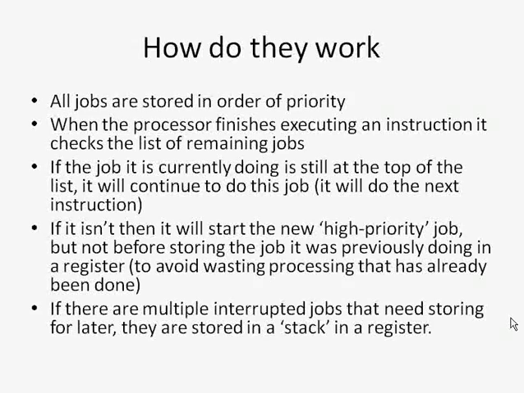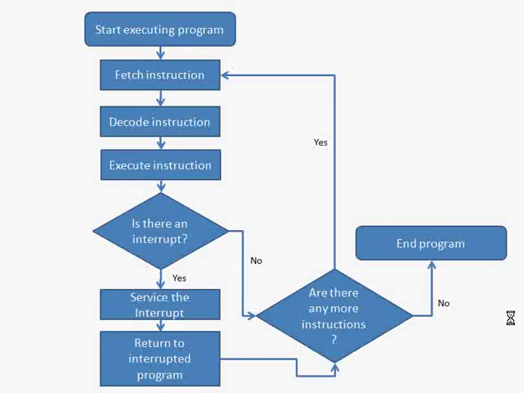If there are multiple interrupted jobs that need storing for later, they are stored in something called a stack in a register, and we'll look at stacks in more detail in a future video. Now, hopefully this flowchart will explain interrupt handling a little bit better. So if you still haven't got your head around it, just pause the video here and see if this can help.